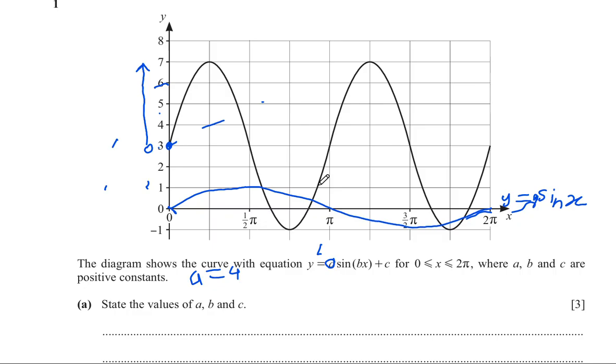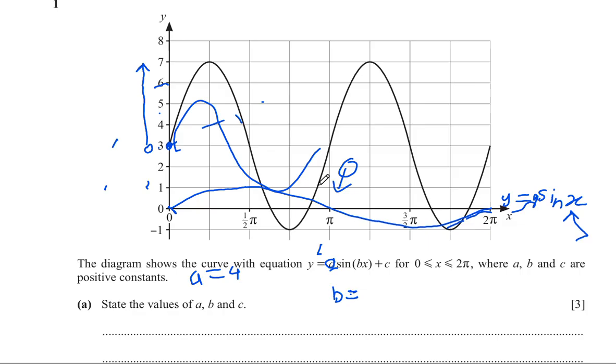Now we know what is b. B is basically the period, how many times the curve is turned. Okay, so the period is a bit reverse psychology here. When b is equal to 1, the period is 2 pi. And here we can see one complete cycle, the period is pi, right? So when the period is pi, b becomes 2.